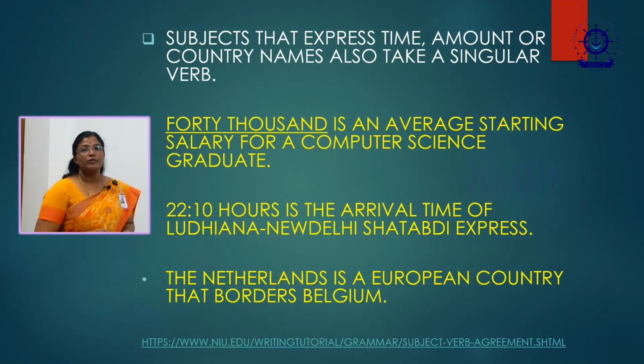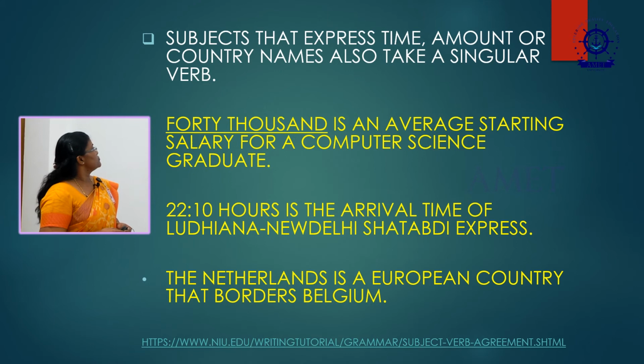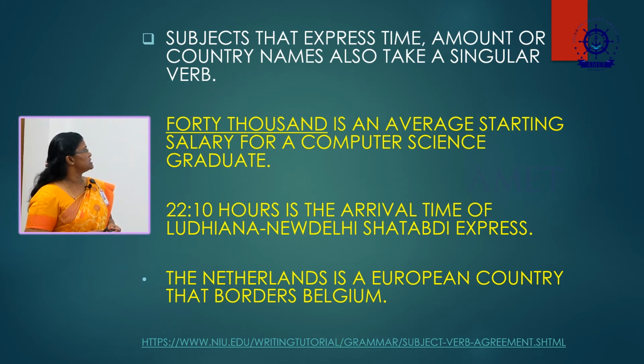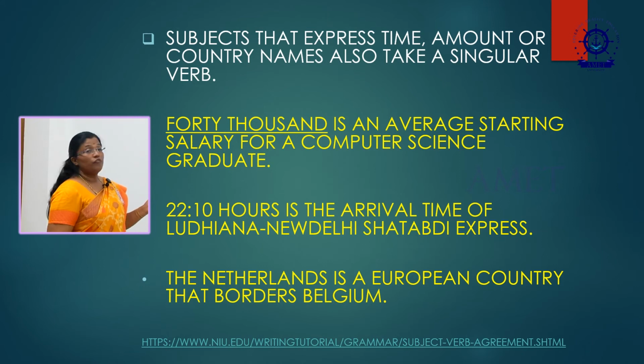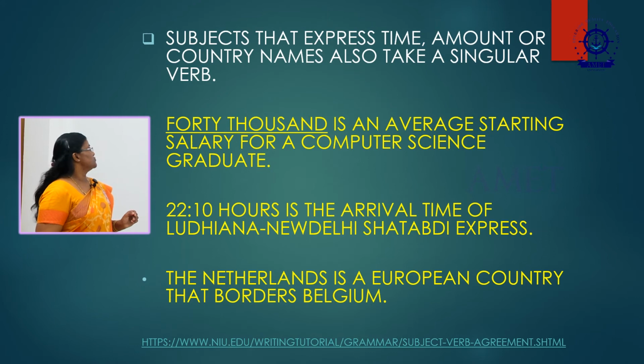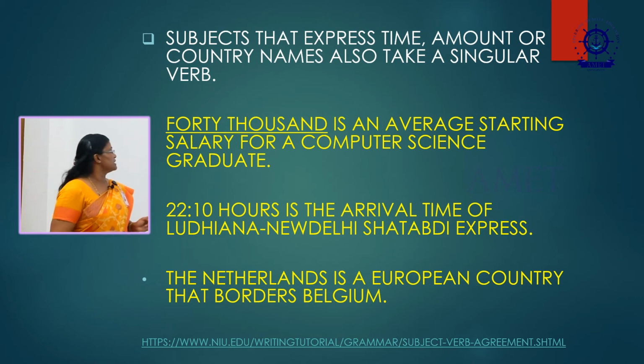The next important rule is subjects that express time, amount or country names also take a singular verb. For example, 40,000 is an average starting salary for a computer science graduate. It denotes the amount, the quantity 40,000, which should take a singular verb. 40,000 is an average starting salary for a computer science graduate.